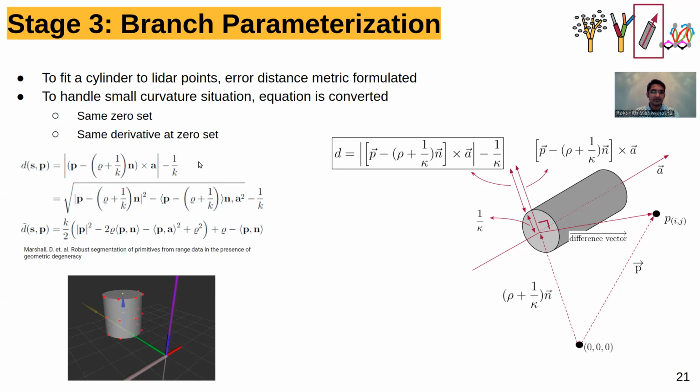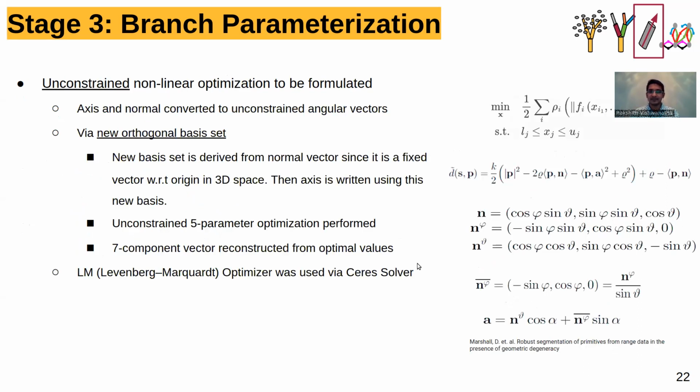And to do that, this distance metric is rewritten as below. And it's rewritten again into a more stable form so that when kappa goes to 0, or basically when really large cylinders are considered where curvature is very low, the metric doesn't go towards infinity. This optimization was performed as an unconstrained nonlinear optimization. And to do that in C++, the Ceres solver was used, and the LM optimizer within Ceres solver was made use of.